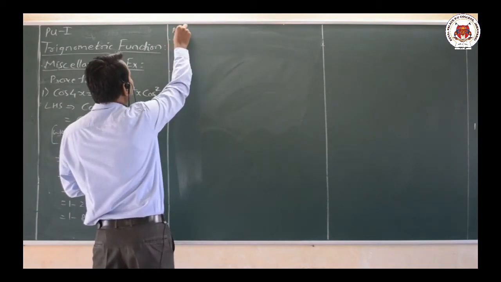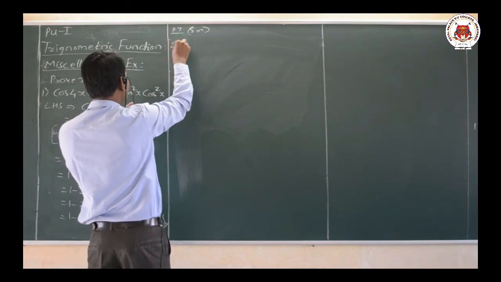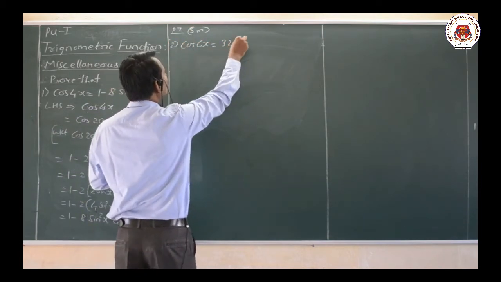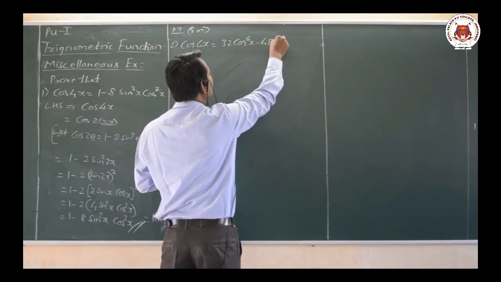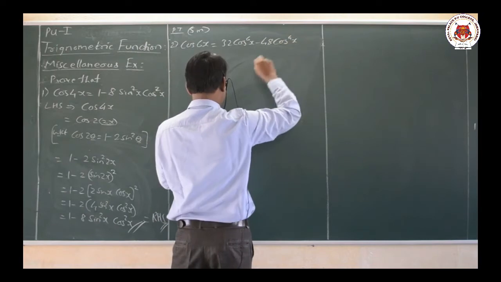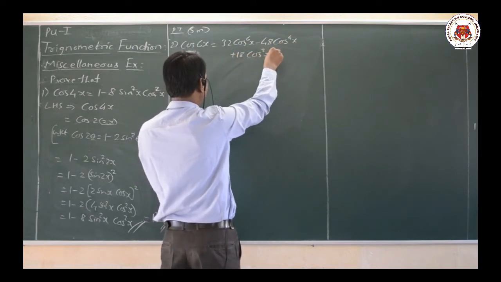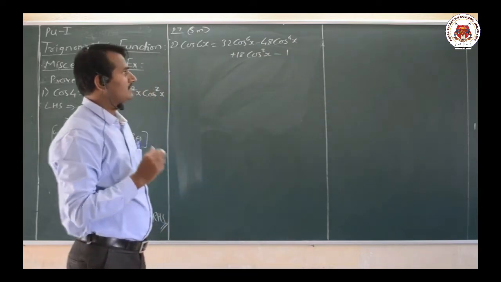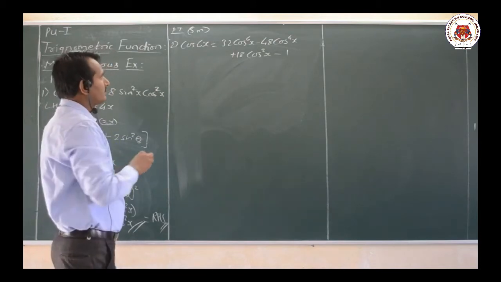The next example is prove that, it is for 5 marks, cos 6x equal to 32 cos to the power of 6 x minus 48 cos to the power of 4 x plus 18 cos square x minus 1. This is your required question. Now how to solve it? It is a very simple problem.